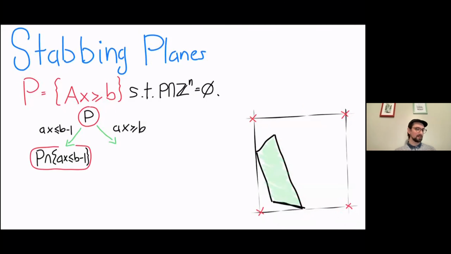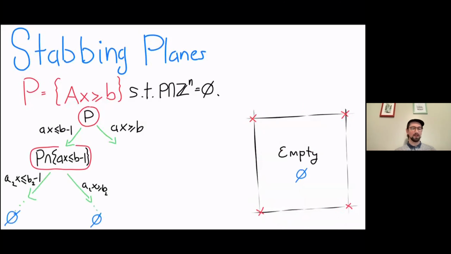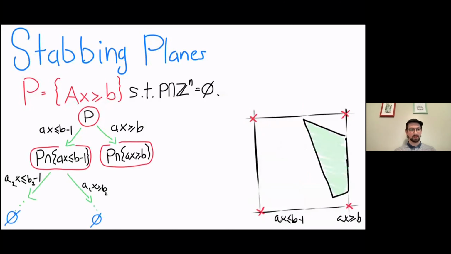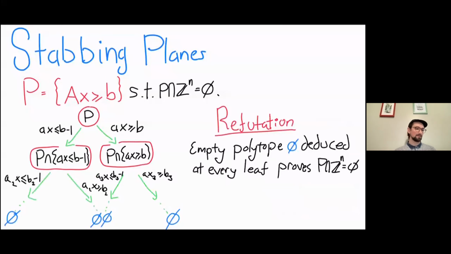So let's go down the left branch. We restrict to this polytope, and we keep querying until we derive the empty polytope at the leaves. And now we go down the right branch. Again, we're at this polytope, and we derive the empty polytope. Because at every step we're only removing fractional points and we preserve integer points, if we can derive the empty polytope at every leaf, then this is a proof that the initial polytope contained no integer solutions.